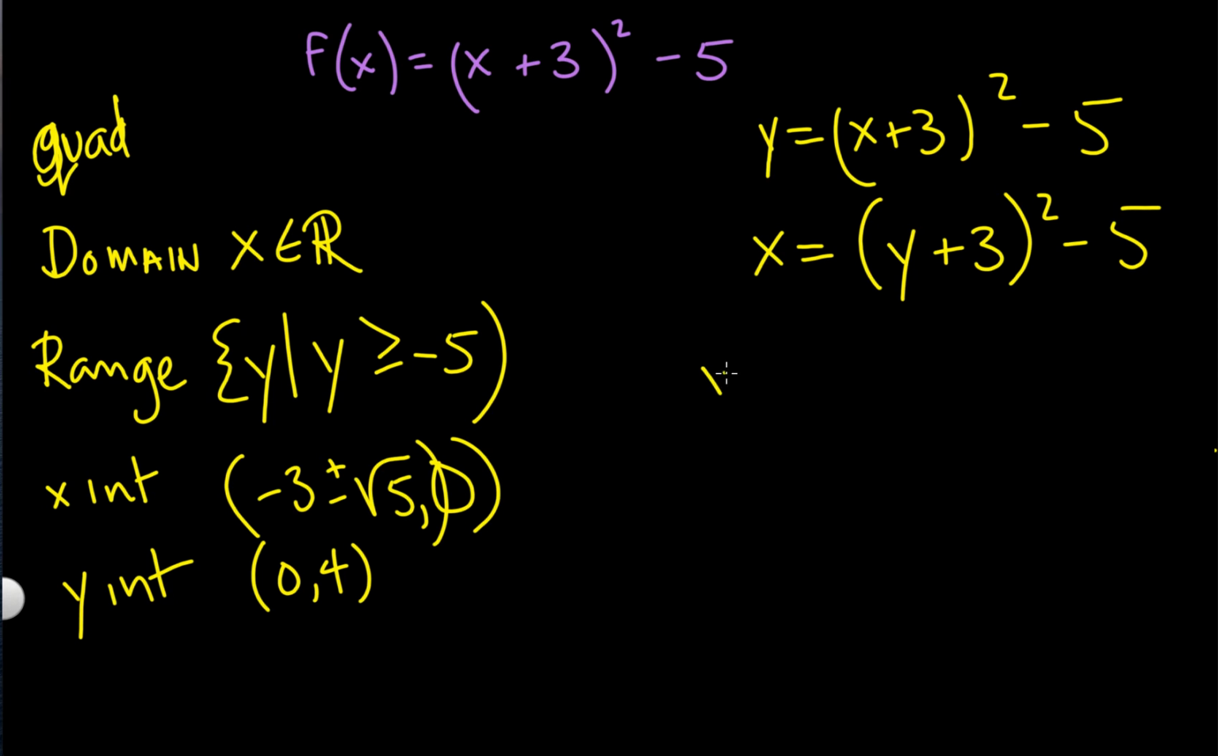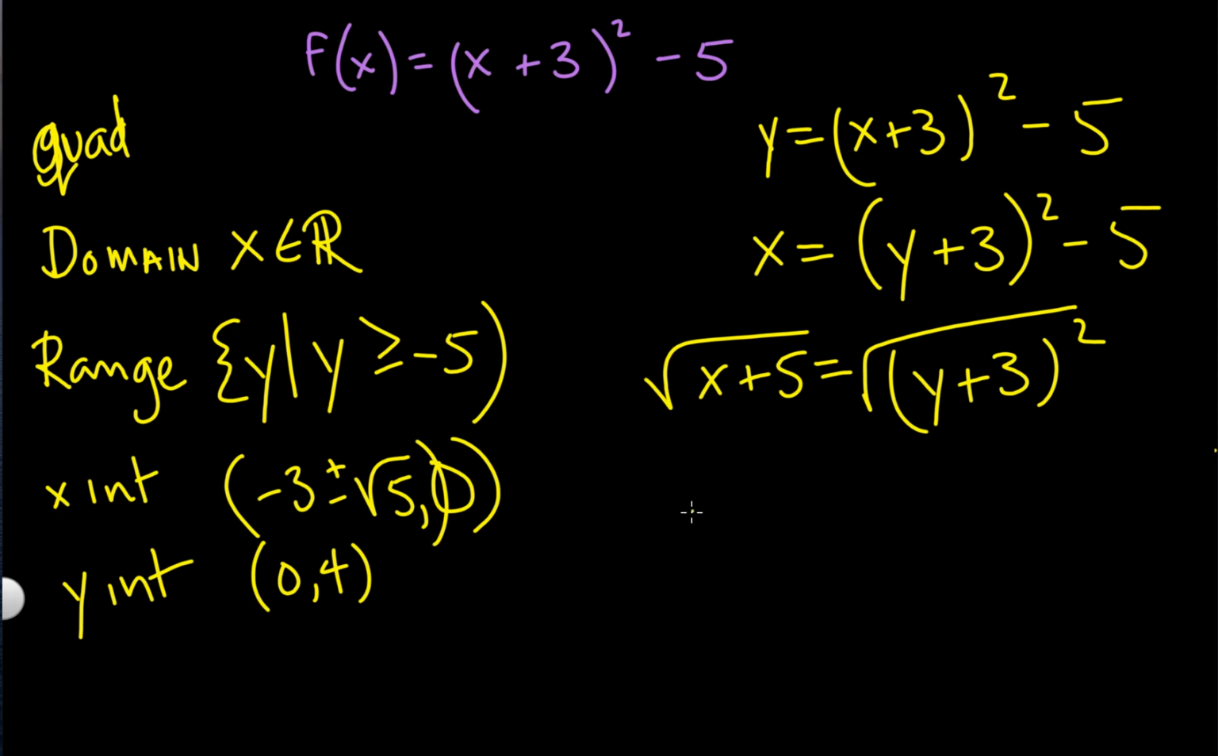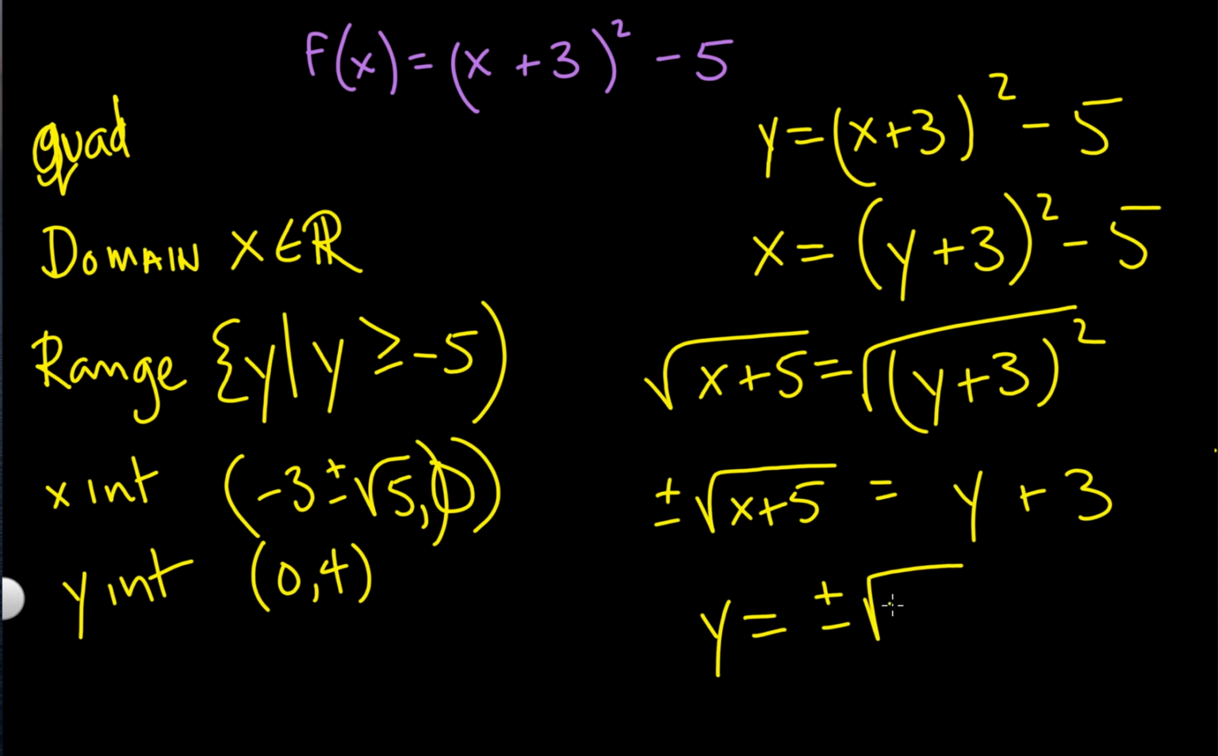Adding the 5 to both sides gives me x plus 5 equals y plus 3 squared. To get to the y, I'll take the square root of both sides. So now we've got plus or minus the square root of x plus 5 equals y plus 3. And subtracting 3 from both sides, this is giving me y equals plus or minus the square root of x plus 5, minus 3.